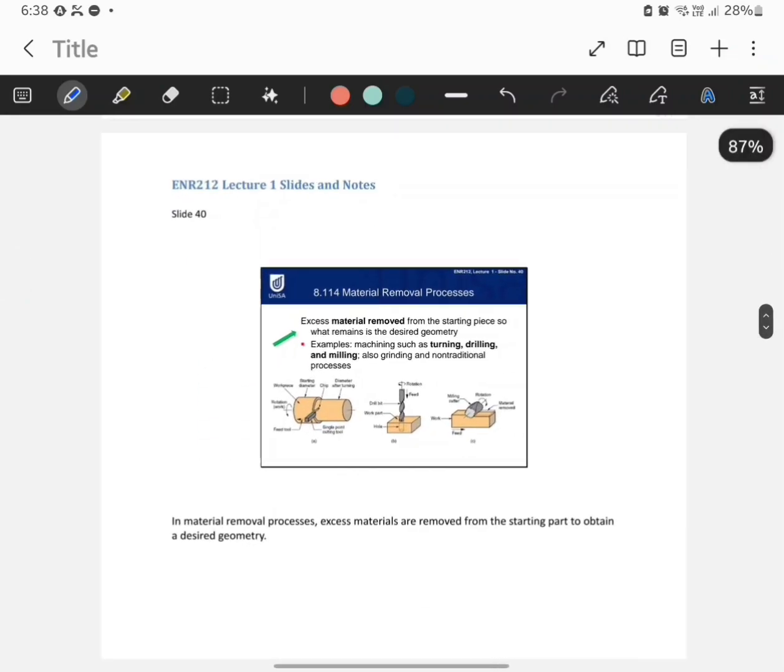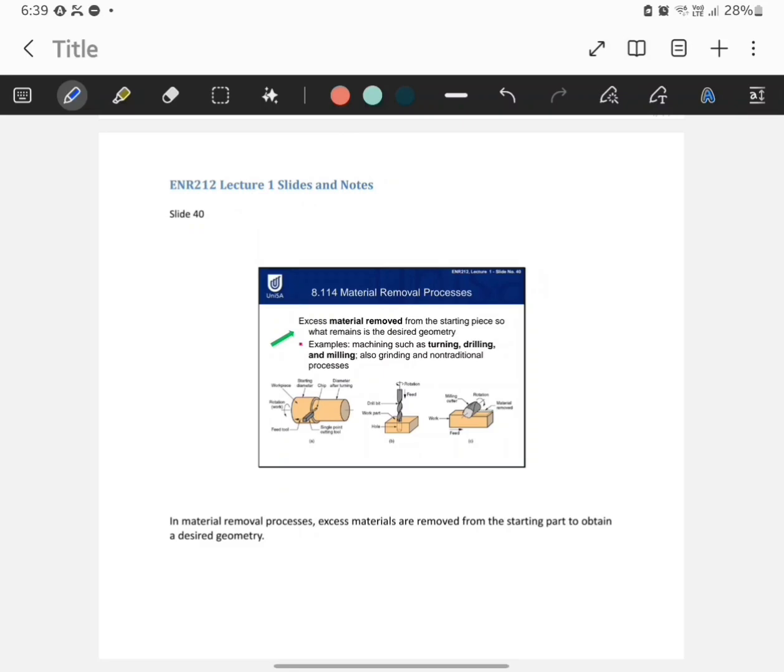On this slide, we are exploring the material removal process. As we can see, this section covers how removing extra material from a piece can help achieve a precise shape. Material removal processes involve taking away unwanted material from a solid piece to reach a desired geometry. Machining processes such as turning, drilling, and milling are commonly used to remove excess material.